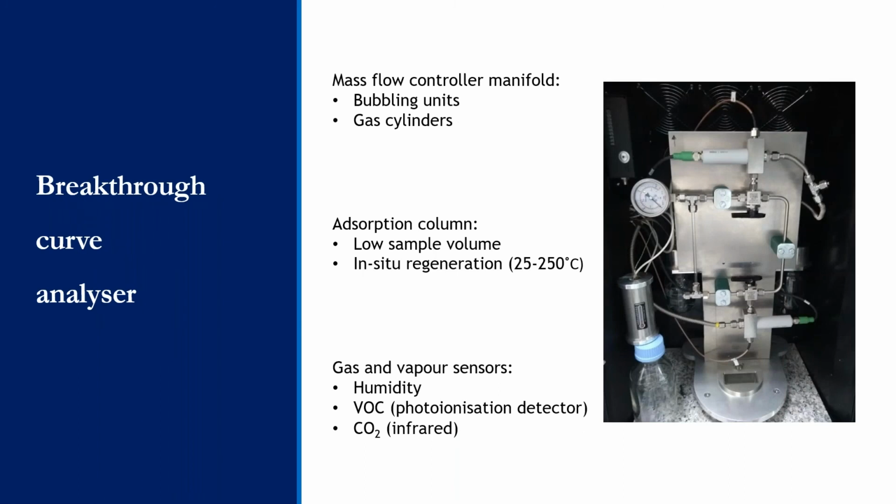For this project, we built our own breakthrough analyzer with facilities at Imperial College London and also at Surface Measurement Systems. We used a DVS mass flow controller manifold for generating concentration. We have a low sample volume adsorption column. This is very important because a lot of the MOFs, metal organic frameworks, that we're working with are either difficult or expensive to synthesize, so we want to use as low a sample volume as possible. We can measure our outlet concentrations using a Rotronic humidity probe, a photoionization detector for VOCs, and an infrared probe for CO2.